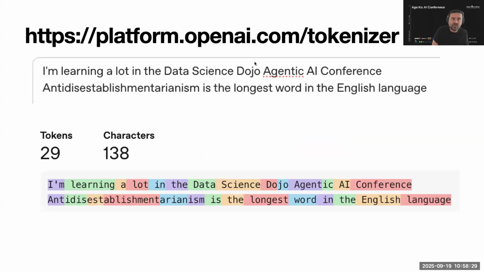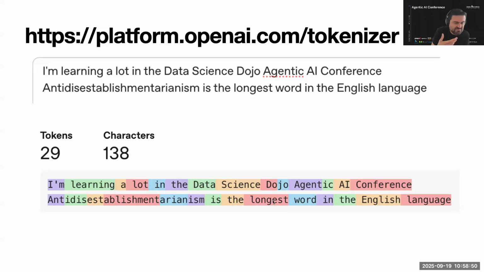If you want to try, OpenAI has an open tokenizer. You can just put the stuff in, and notice that I said I'm learning a lot in the Data Science Dojo Agentic AI conference, and agent is a token. Dojo breaks it into 2, but for example, science, anti-disestablishmentarianism gets broken into a bunch of tokens with suffixes and prefixes.